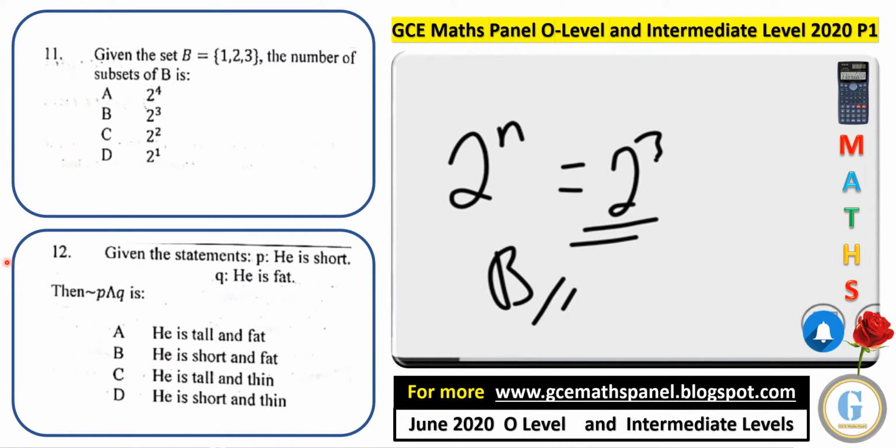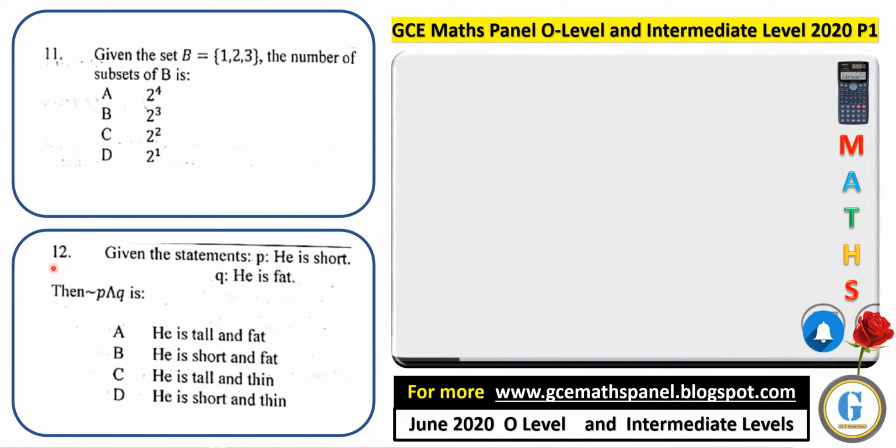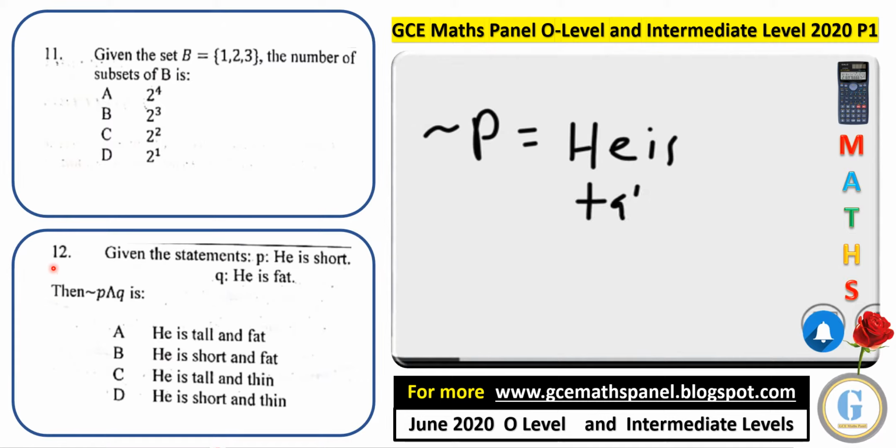Question 12, you are given the statement P, he is short, and Q, he is fat. The negation of P and Q is, so normally the negation of P here is, because P is short, so the negation of P is the opposite, so he is tall. Therefore the negation of P and Q will give us he is tall and fat.